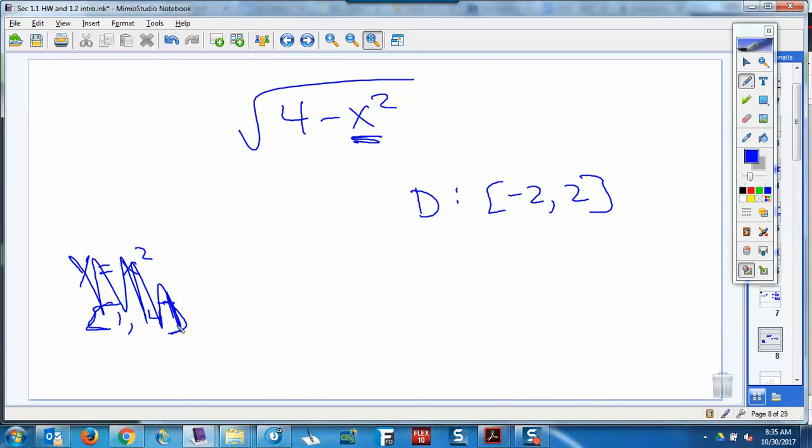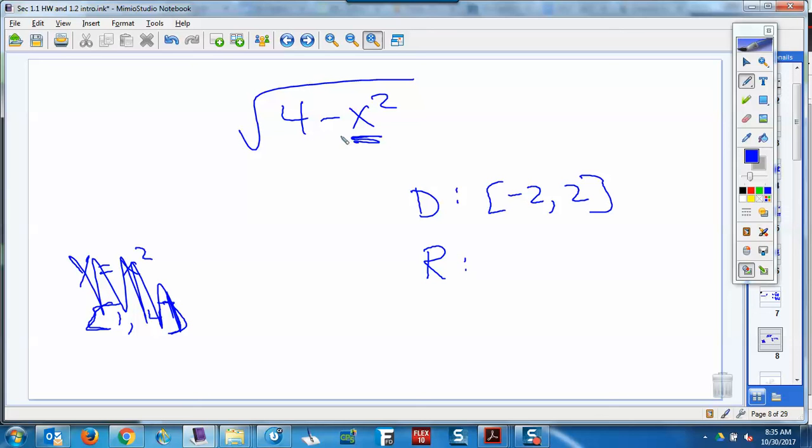Okay, so natural domain is -2 to 2. Anything outside of that, you're going to get a negative in a square root, which is an imaginary number. It's not going to be a member of the reals. Okay, what about the range? Did they ask for the range? Let's just talk about what would be the range. They didn't ask for it, but what would be the range? 0 to 2.